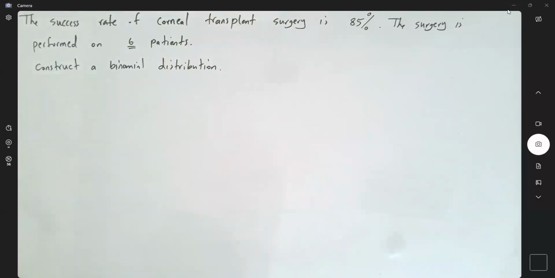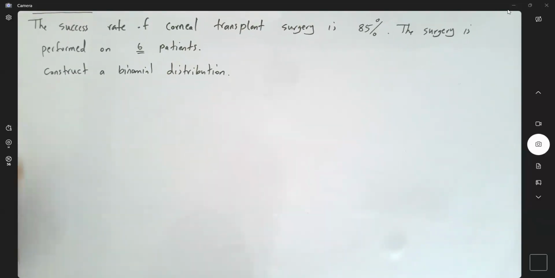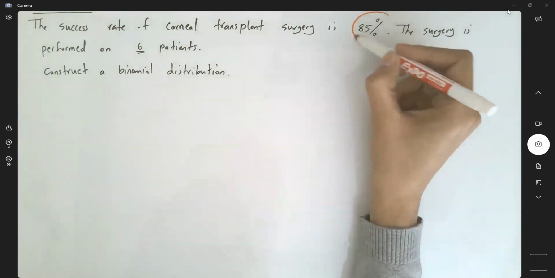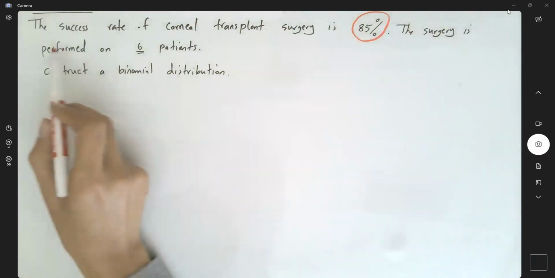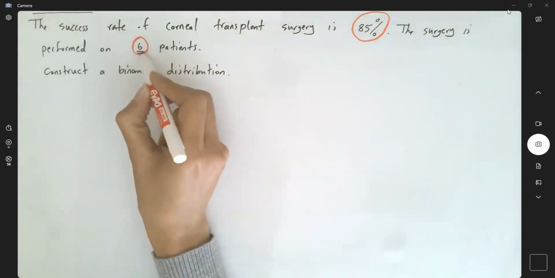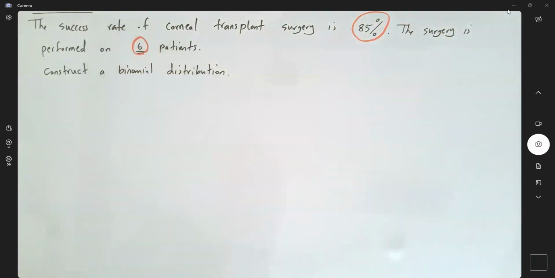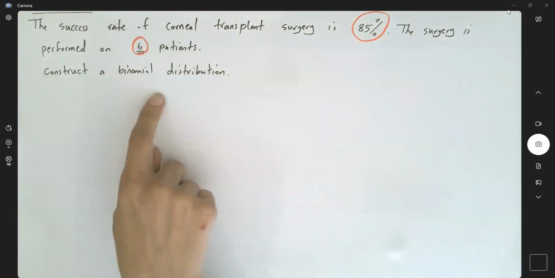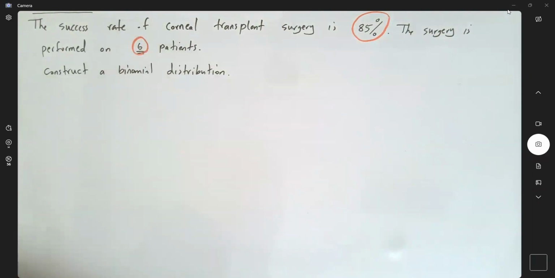An experiment here. This experiment says the success rate of corneal transplant surgery is 85%. So, an important number. The surgery is performed on 6 patients. Another important number. The question says, construct the binomial distribution.